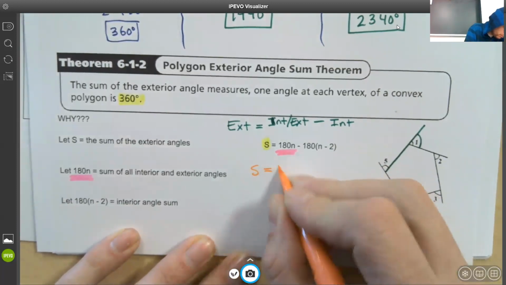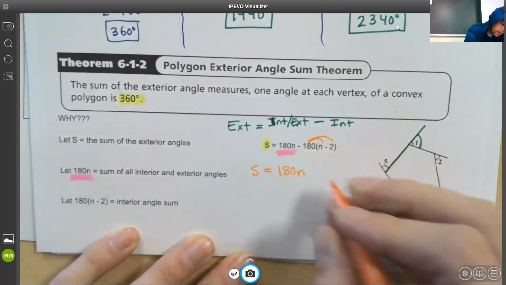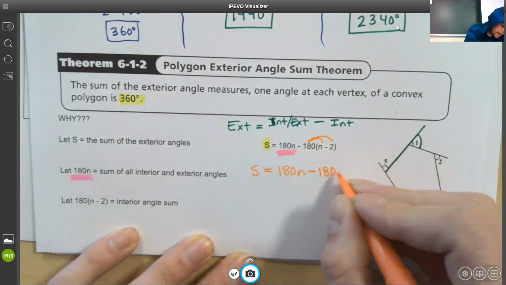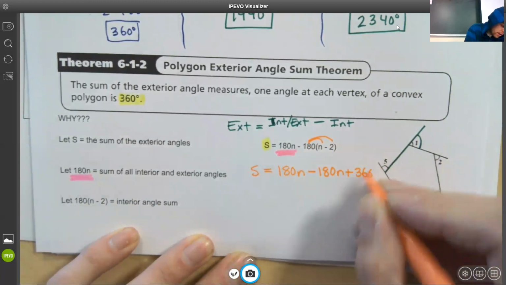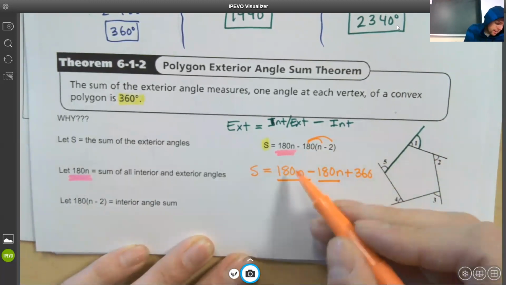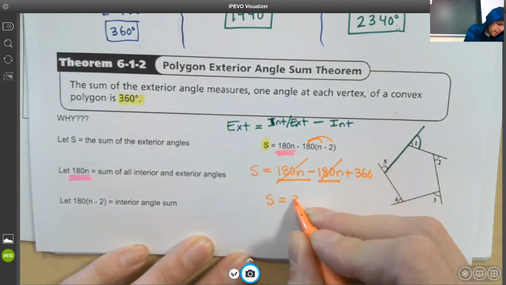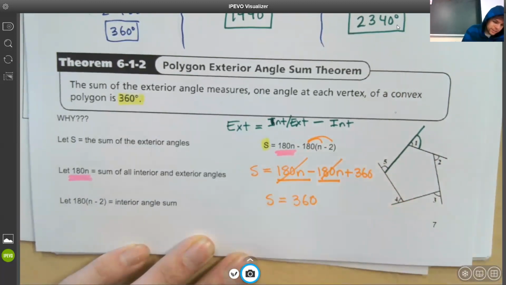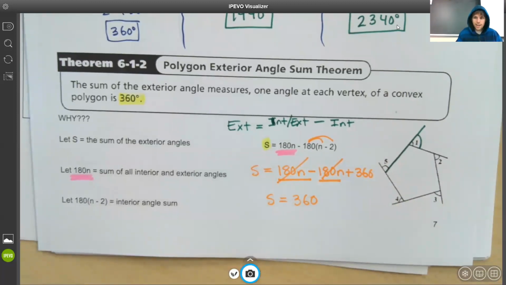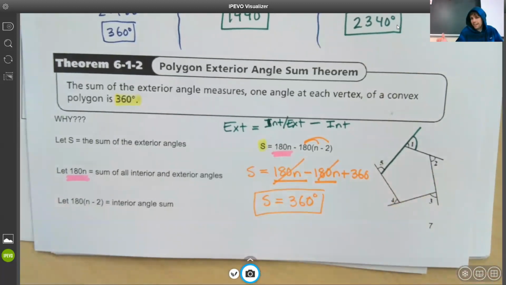So S equals 180n. We'll distribute this negative 180 in here, so it's minus 180n plus 360, right? 180 times 2. 180n minus 180n, those things cancel out, and we end up with S, the sum of the exterior angles, equals 360. It's a constant. There's no more n. It doesn't depend on the number of sides. It is this fixed constant value, 360 degrees. I think that's pretty cool. It's pretty useful at the very least.